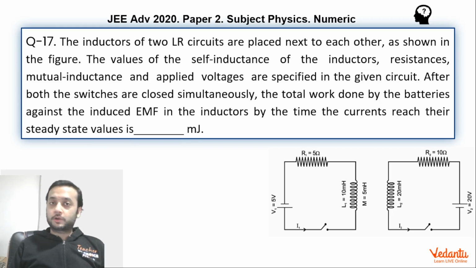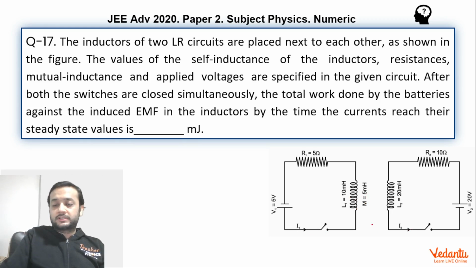most students do not practice mutual inductance based questions on circuits. Hence this question would have been slightly novel in that sense. Let us see what is happening over here. There are two circuits. The flux of both the coils are linked. Hence the mutual inductance has been given, which is 5 millihenry.